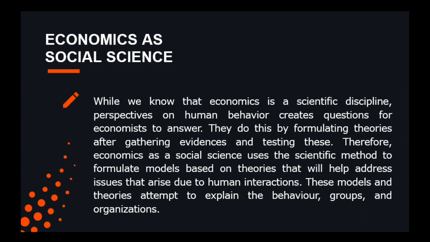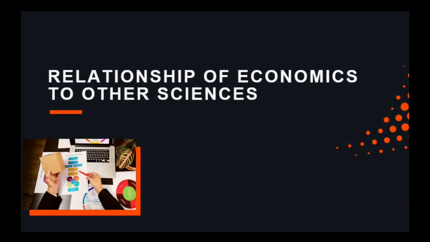So as a conclusion, economics is a social science that assesses the relationship between the consumption and production of goods and services in an environment of finite resources. A focus of the subject is how economic agents behave or interact both individually and in aggregate. Now let's talk about the relationship of economics to other sciences.